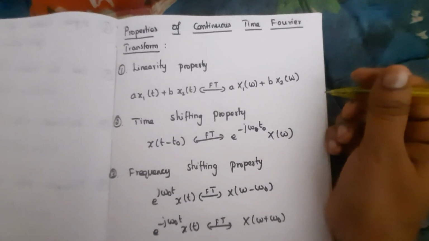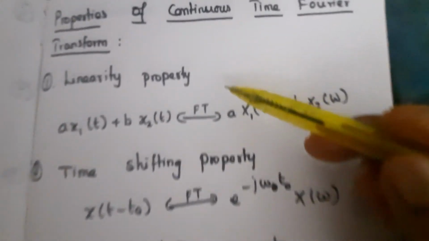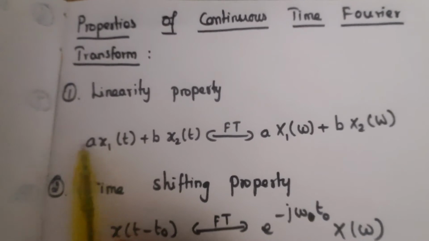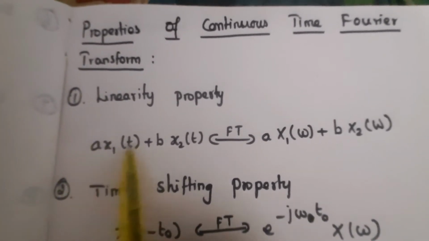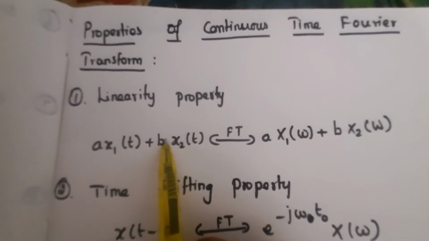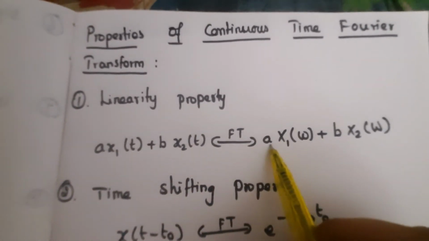Next one is properties of continuous time Fourier transform. So the first property is the linearity property. This property states that multiplying any constant with a signal and adding two different signals, each multiplied with a constant value, means the Fourier transform pair is also multiplied with that constant.